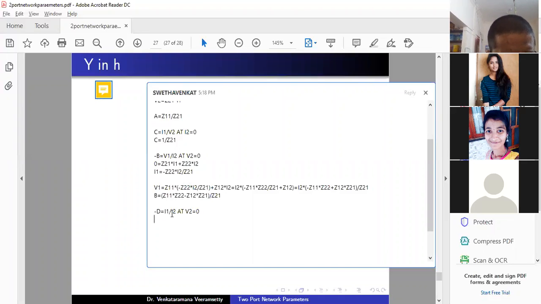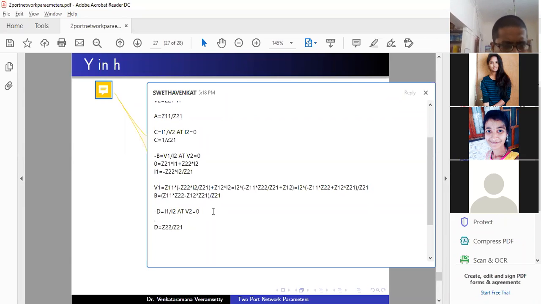So I1 by I2, at V2 equal to 0, we get this expression. So from here, I1 by I2 equal to minus Z22 by Z21. So we can write minus D equal to minus Z22 divided by Z21. And if you want the D value, then D equals plus Z22 divided by Z21, right?